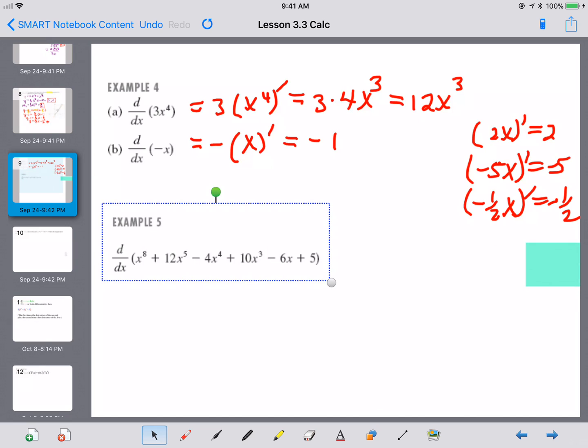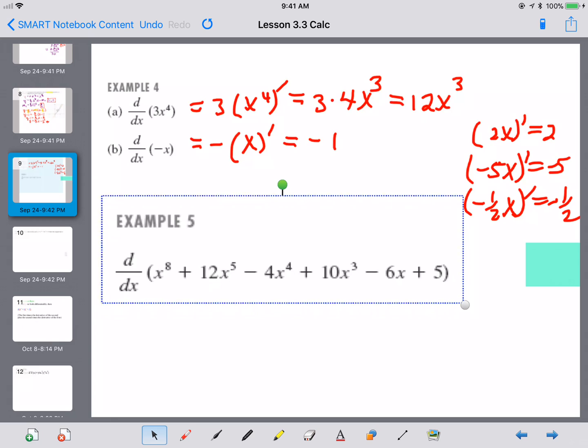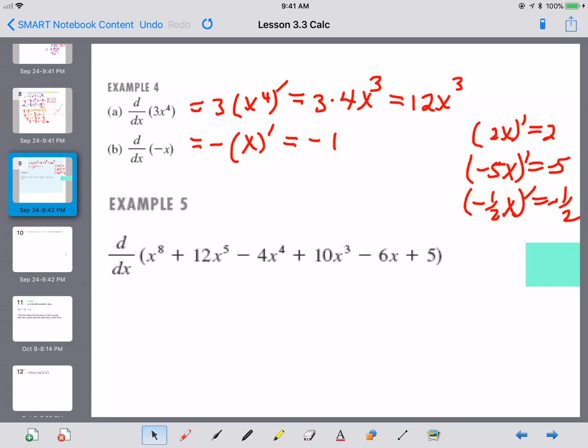Now look at here. We've got a big polynomial. So let's take a moment and take the derivative. We just are going to do each individual piece. Think about if you had to do the difference quotient for this, and you would have to take that x plus h to the 8th power. That would be ridiculously awful. So now we have a shortcut, and it can even work for nice long polynomials like this one.